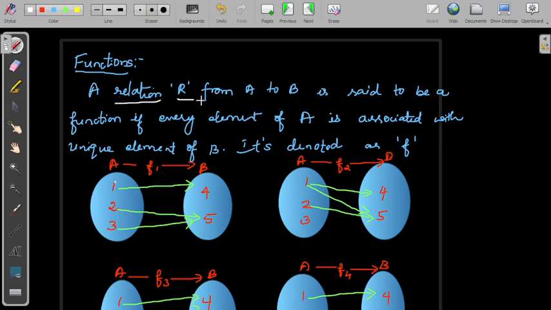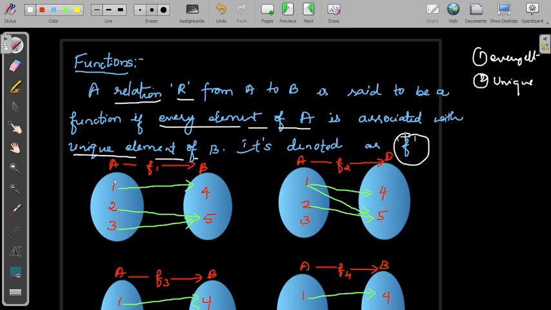A relation R from A to B is said to be a function if every element of A is associated with a unique element of B, which is denoted as f. A function is also a kind of relation, but with stronger conditions. We are imposing a few more conditions to make it a function. The conditions are that every element of the set A is to be associated with a unique element of the set B. So the every-element condition and the unique-element condition are the extra conditions to be imposed on a relation to make it a function. And we denote that function as f.